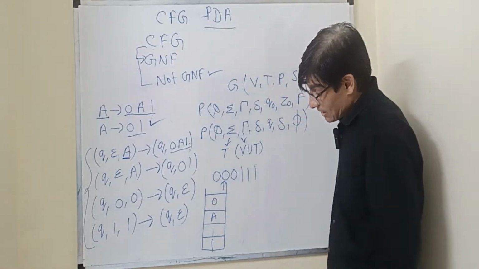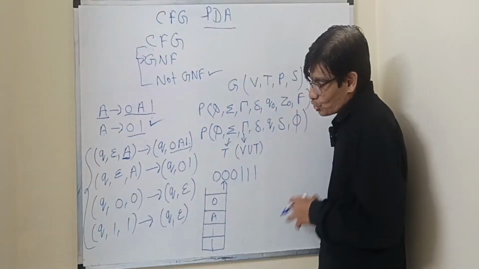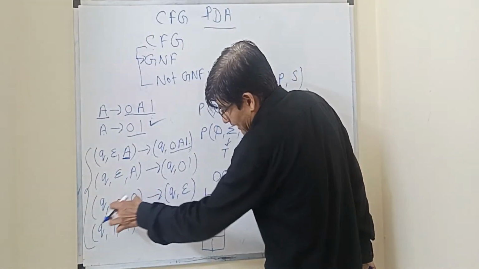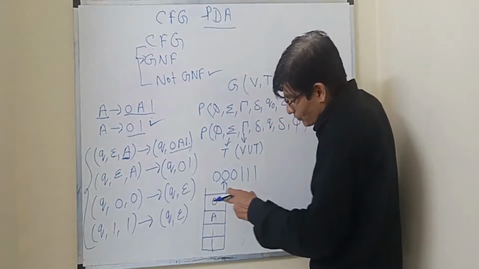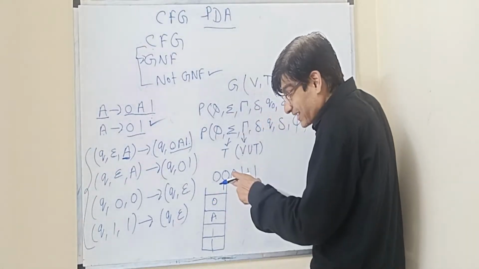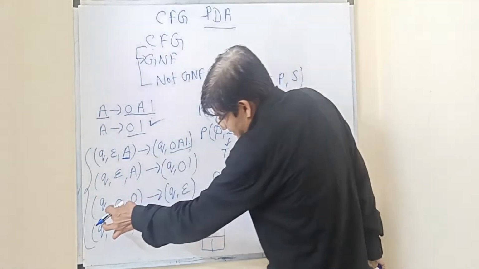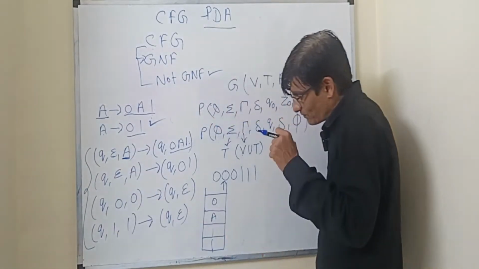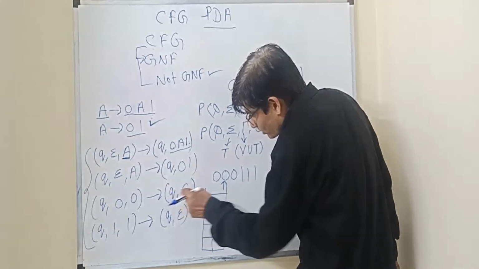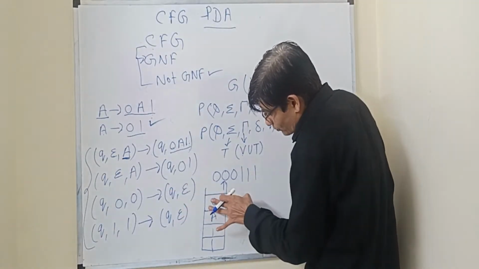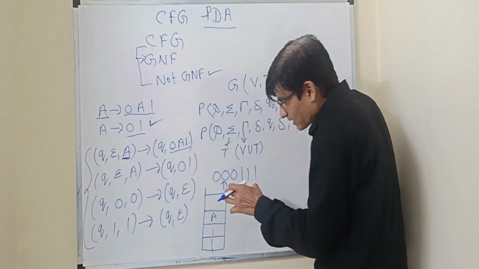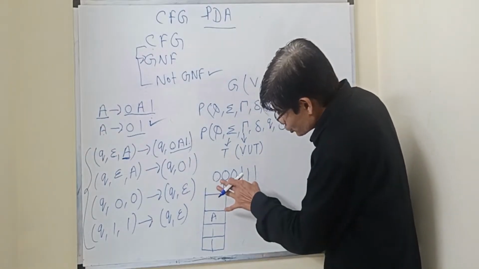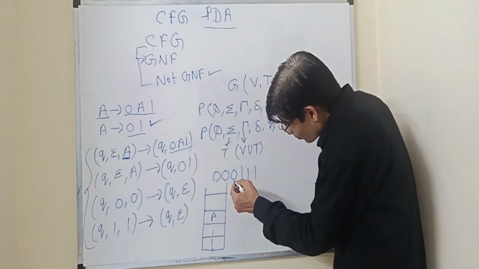Now 0 is on the top. So now I can use this transition. Now we are having 0 on the top and we are reading 0. So this combination is what we are getting. According to this combination, we can remove the top from the stack. So we will remove this, and as we are removing this top from the stack, we can move our input pointer to the next symbol.